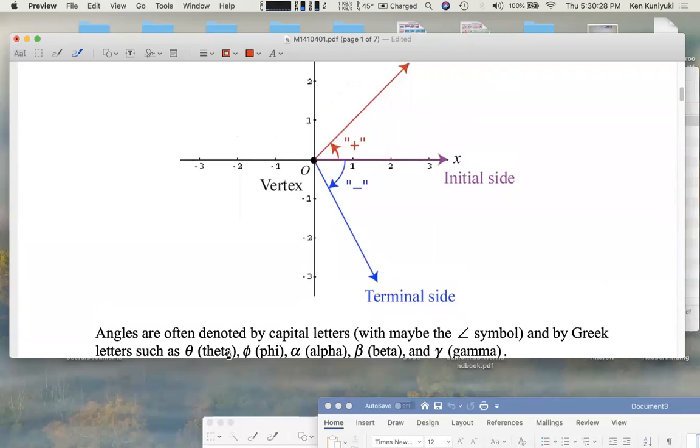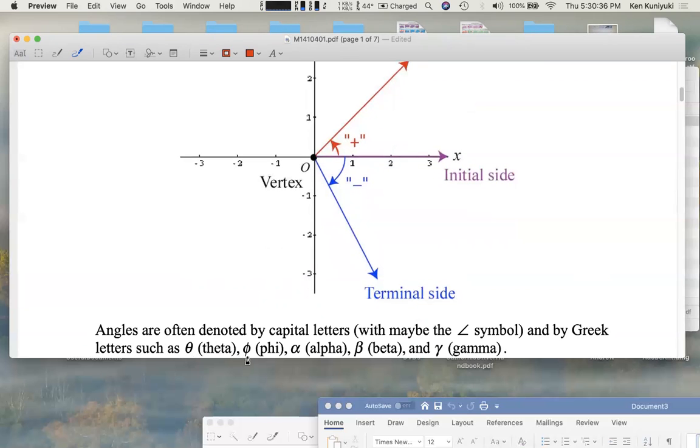Now, we often denote angle measures by capital letters, and also by Greek letters. Theta, phi, alpha, the first Greek letter, beta, the second Greek letter, and gamma, which is surprisingly the third Greek letter. We often use Greek letters to denote angle measures.